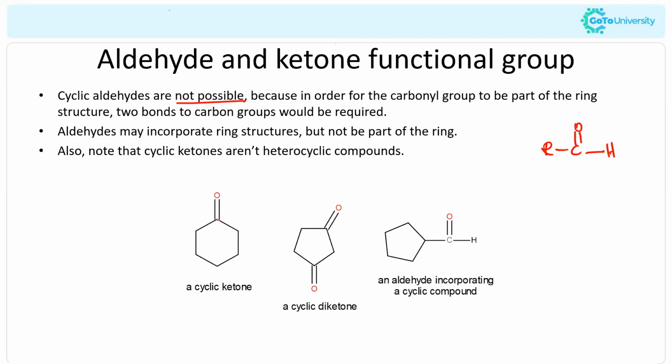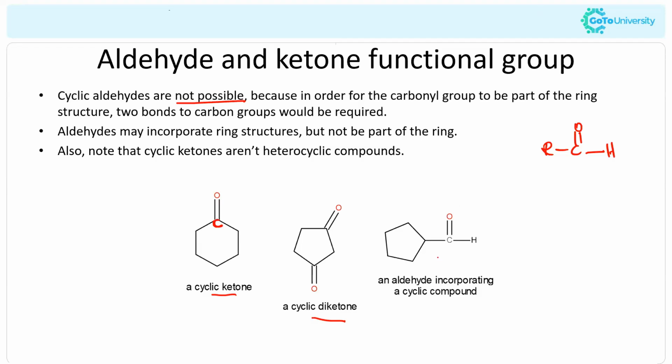See, in the first example, the cyclic ketone, we can see there is a CO group. This CO group is within the same ring itself. It is not a branch or anything. This CO group is a part of the ring itself. So they are cyclic ketones. Now, if you move to the cyclic diketone, two CO groups will be there. They are cyclic diketones.